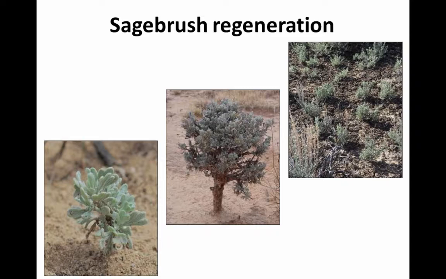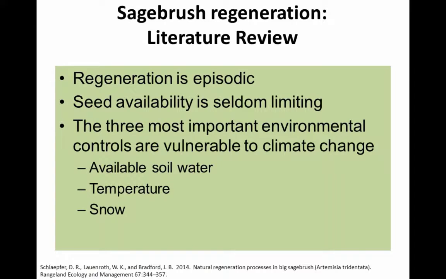And so we wanted to explore what conditions control regeneration in sagebrush ecosystems, and what the future holds for that. The first thing we did was a literature review, just asking what do we know, we being the proverbial we, in terms of the literature about sagebrush regeneration. And we found a few things. First of all, it is quite episodic, which alludes to what I just mentioned: it doesn't happen all the time. In fact, most of the time, conditions are not suitable for sagebrush regeneration.